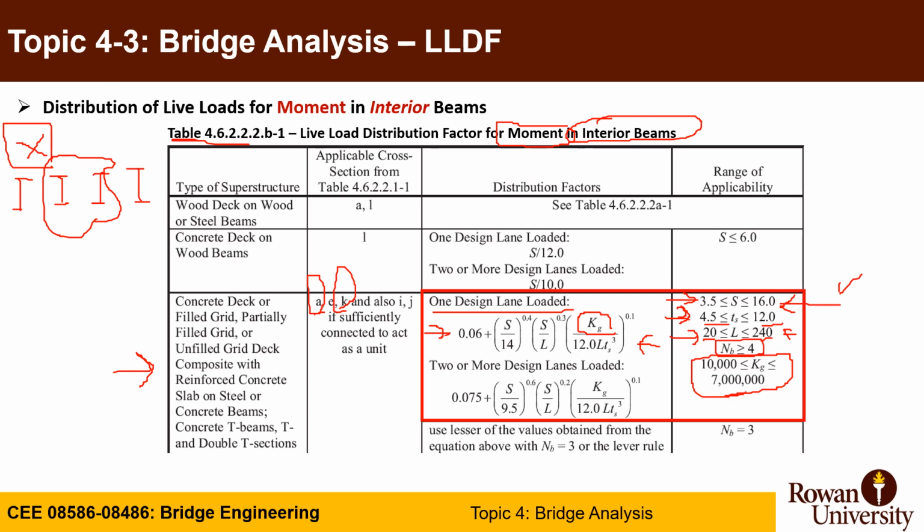For two or more design lanes, you will use this equation. So the factor 14 changed to 9.5, the power changed from 0.4 to 0.6, the power changed from 0.3 to 0.2, and the constant changed from 0.06 to 0.075. And we will go through examples and clarify that. This is only to calculate moment for interior beams.